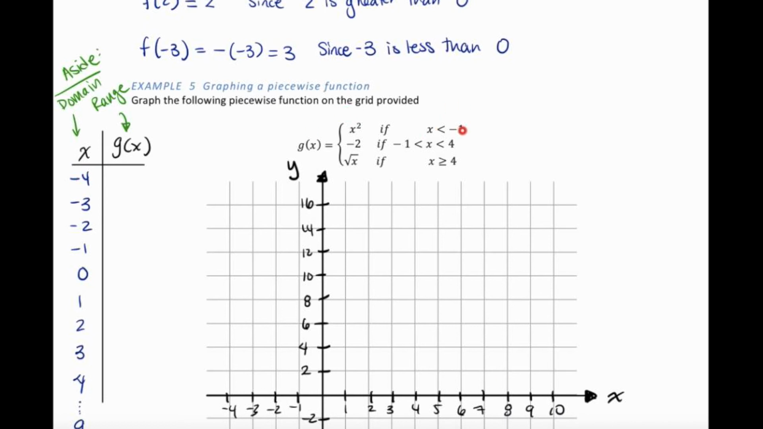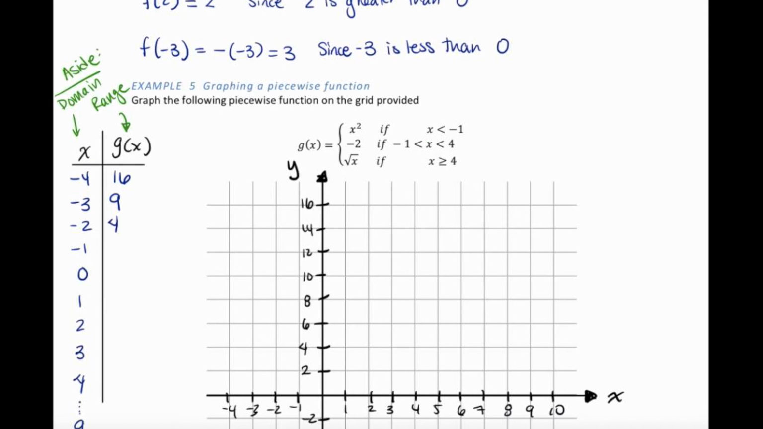Negative 4 is less than negative 1, so we square it. Negative 3 is less than negative 1, so we're in this part of the rule, we square it. And I keep going. Negative 2 as an input is less than negative 1, so again we square it.